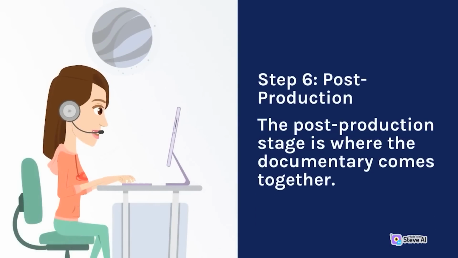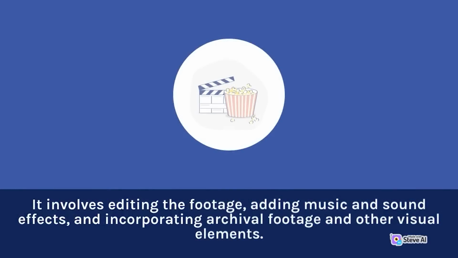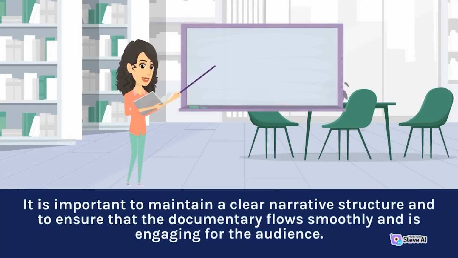Step 6. Post-production. The post-production stage is where the documentary comes together. It involves editing the footage, adding music and sound effects, and incorporating archival footage and other visual elements. It is important to maintain a clear narrative structure and to ensure that the documentary flows smoothly and is engaging for the audience.